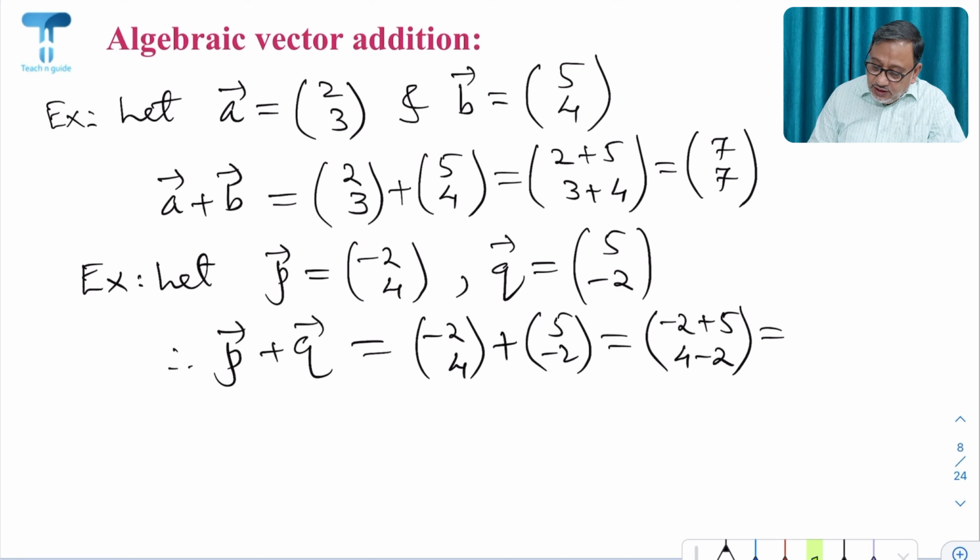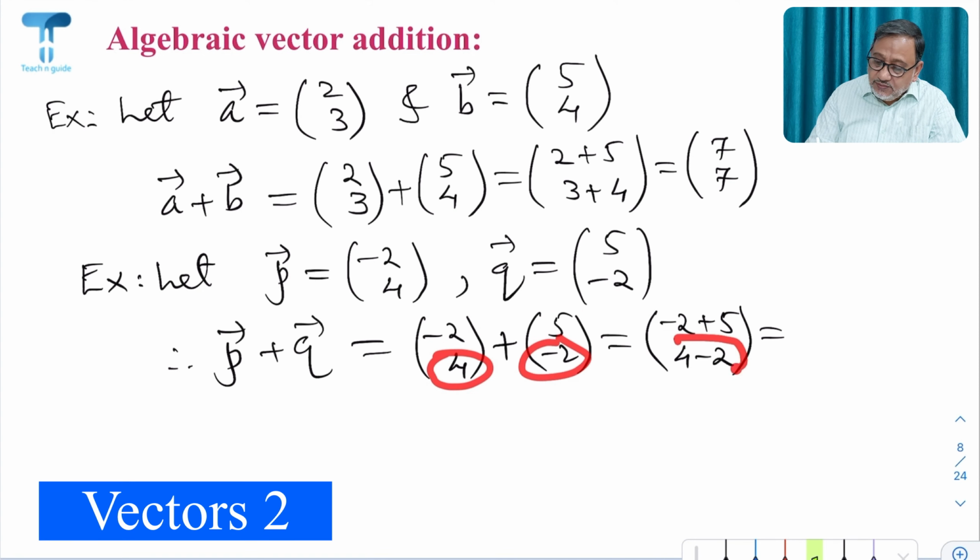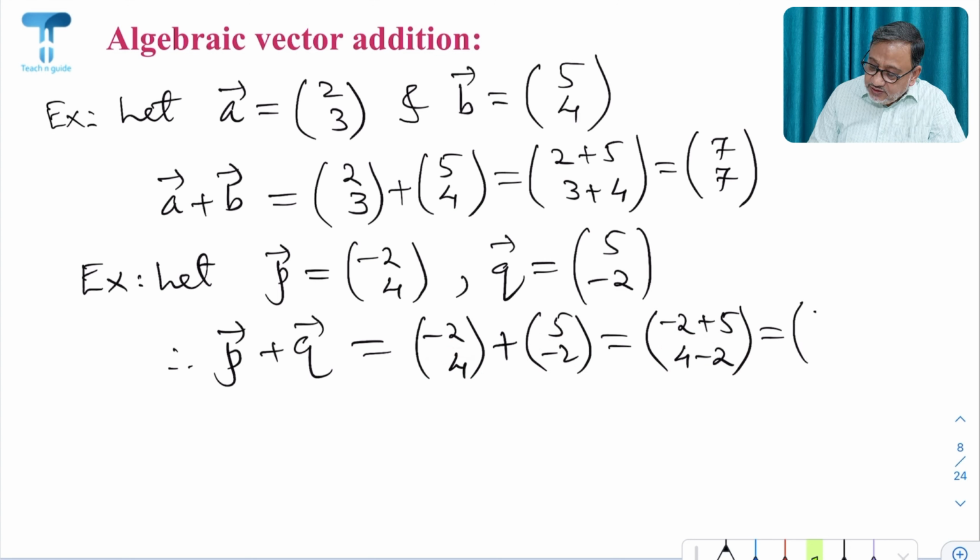Okay. So look here, I am adding this with this, it gives me this one. I am adding then this with this, it is giving me this one. So the final answer will be 5 minus 2, 3, 4 minus 2, 2. This is my addition of two vectors. So I hope you understood how to write algebraic addition, vector addition in algebraic form.